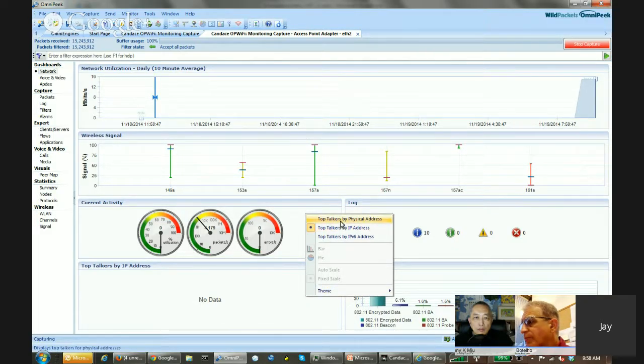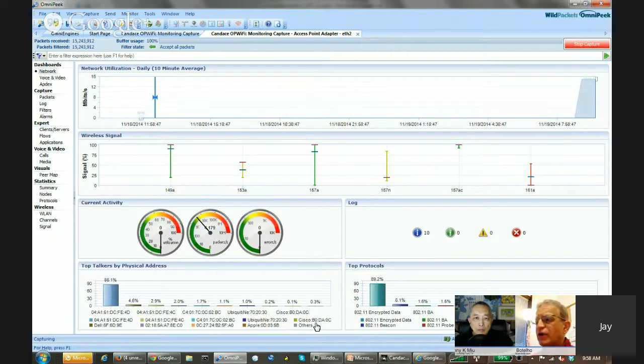Sorry, I had to switch that over, and now we can see our top talkers by physical address. When the box first comes up, it wants to show these addresses as IP addresses, and if we're not doing decryption, we don't see them that way. But now we can see who our top users are, and what our top protocols are, our top protocols being encrypted data, etc. So all of this is being done remotely. It's like I'm there, but I'm not.